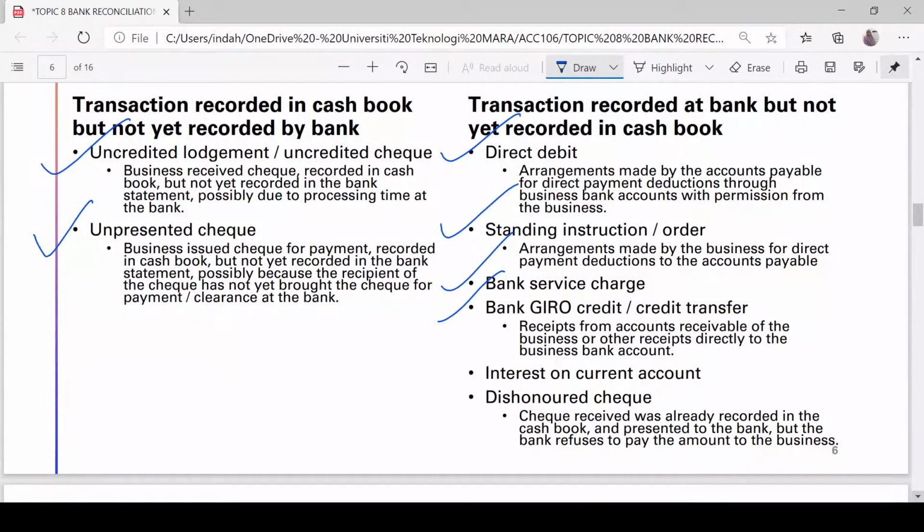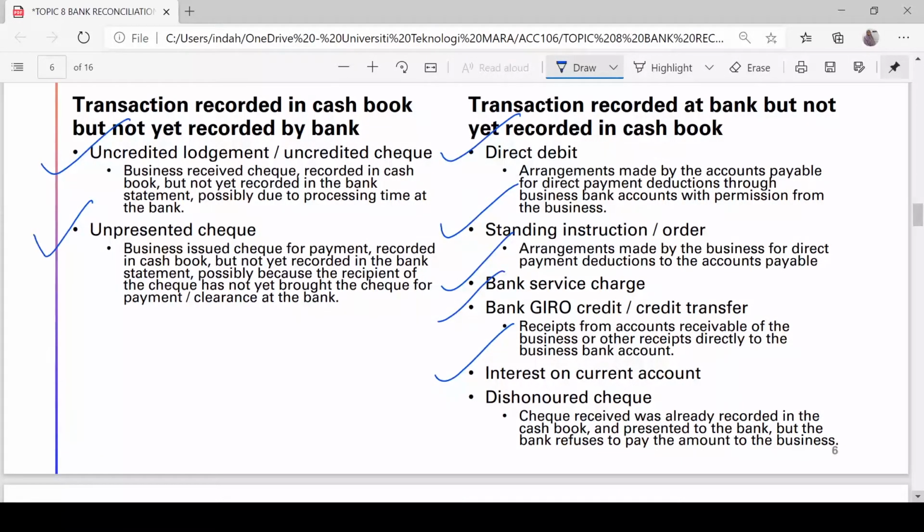And then interest on current account. We also only know about the interest when we receive the bank statement, because we don't know the amount to be paid by the bank. And the last one is dishonored check.